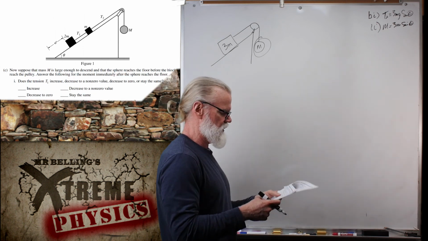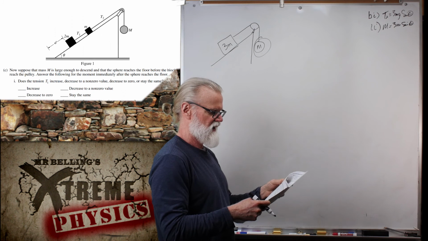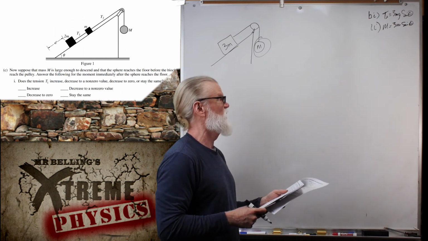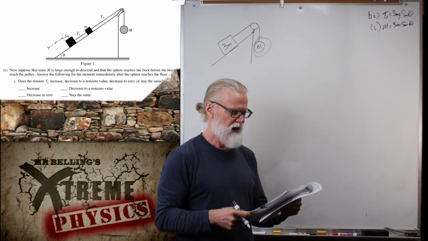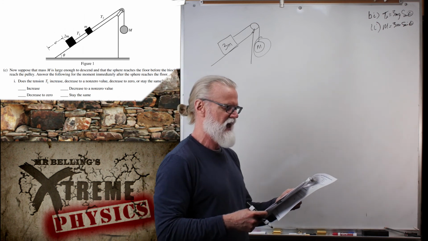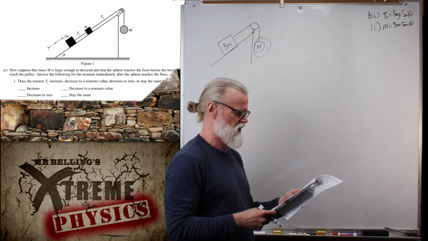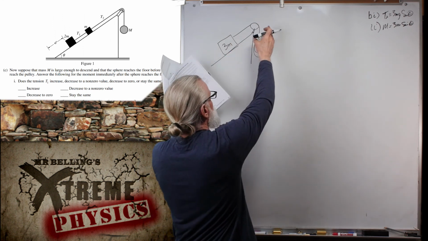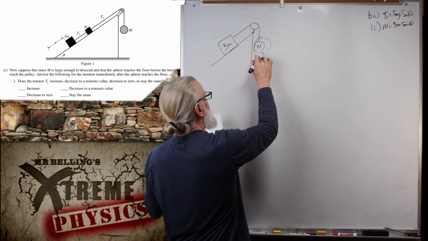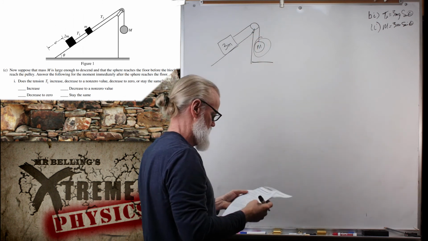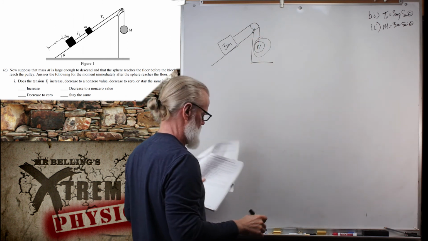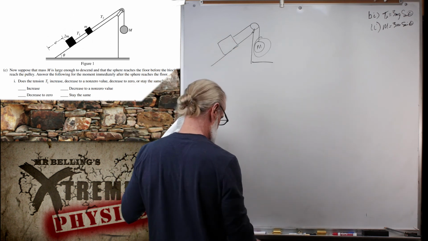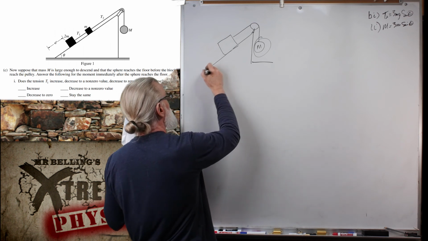Now suppose that mass M is large enough to descend and the sphere reaches the floor before the blocks reach the pulley. All right. Answer the following for the moment immediately after the sphere reaches the floor. So this thing's going to slide down like this, and this is going to hit the floor before this hits the pulley. We may or may not be doing this. So for now, let's see what they ask us.